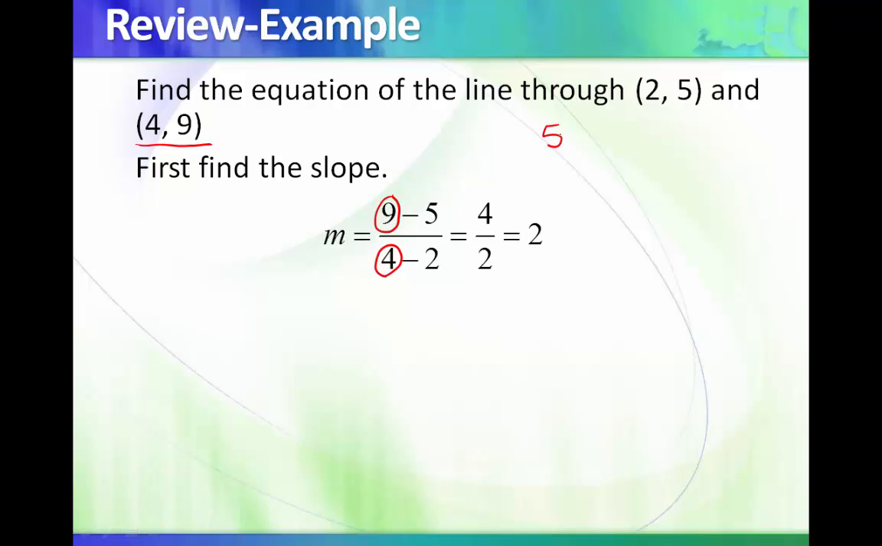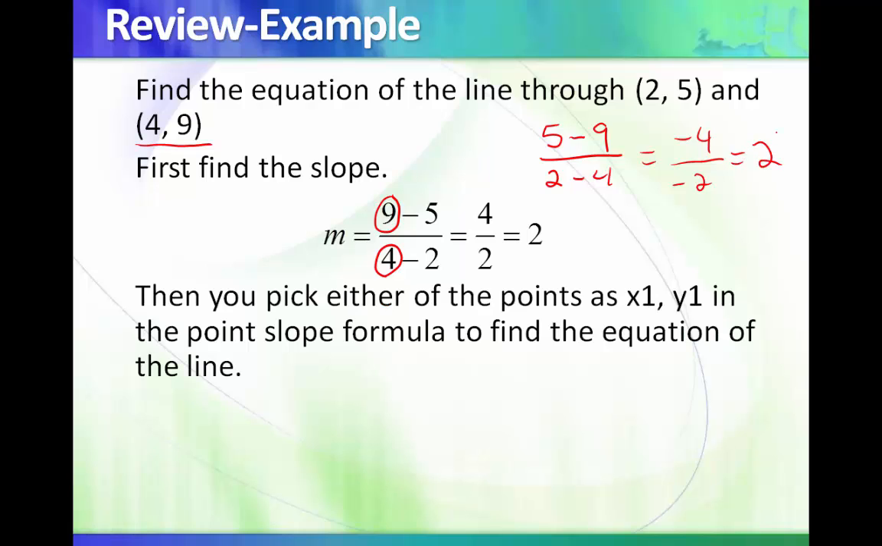I could easily have done this as 5 minus 9, and then if I go 5 first with the y's, I have to use the 2 first with the x's. This gives me a negative 4 divided by a negative 2, which still reduces to a positive 2, so you're going to get the same slope. Then you pick either of the points as x1, y1 in the point slope formula to find the equation of the line. And you will get the same equation whichever point you pick.